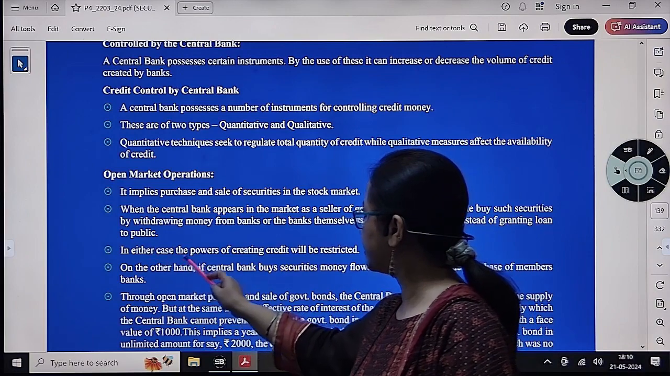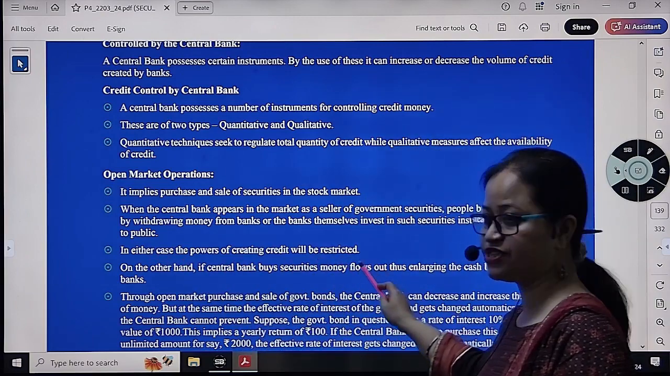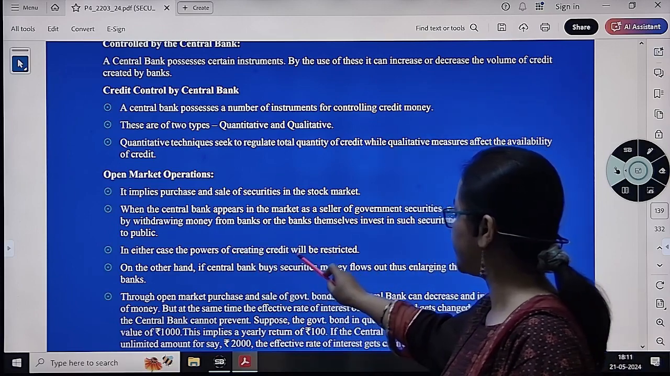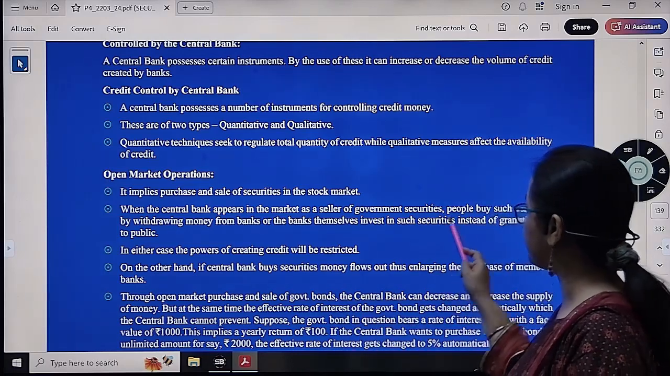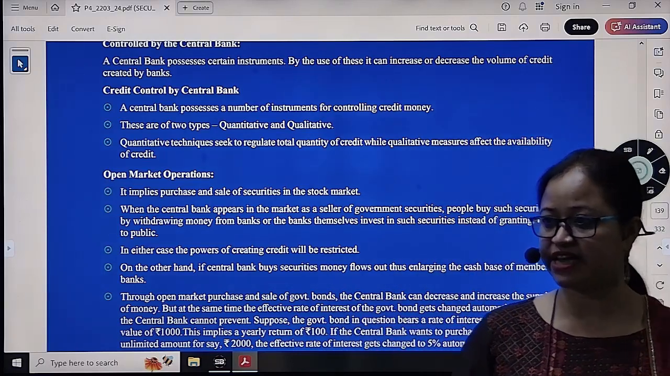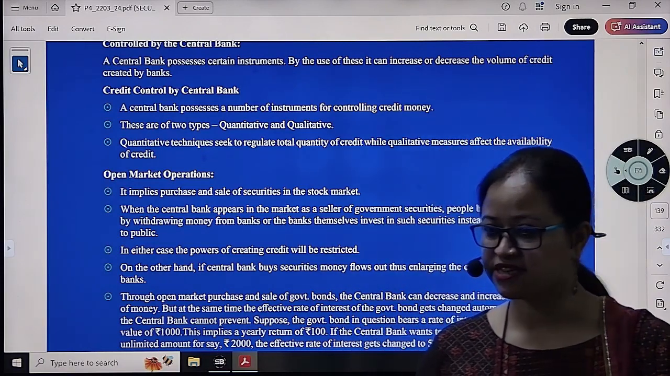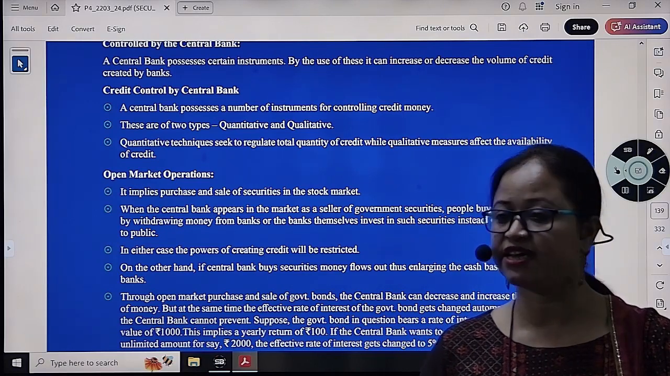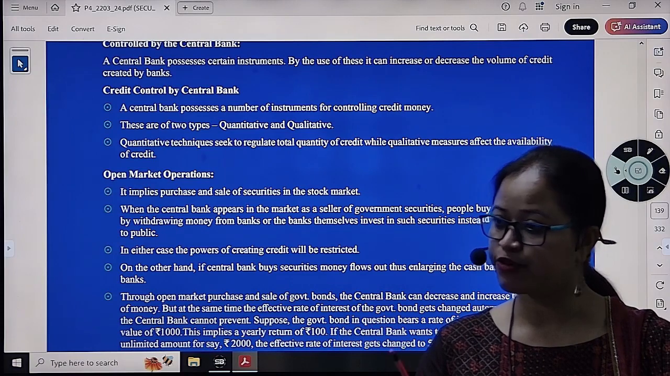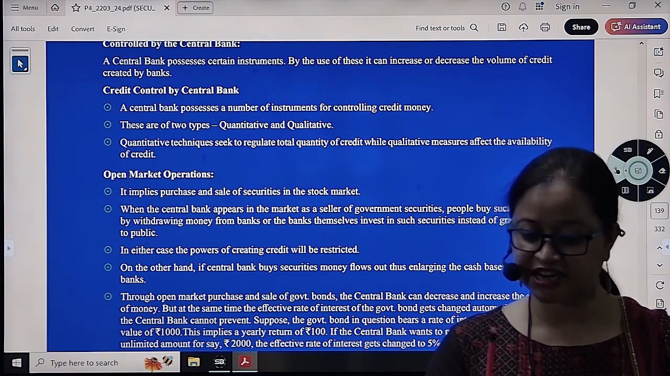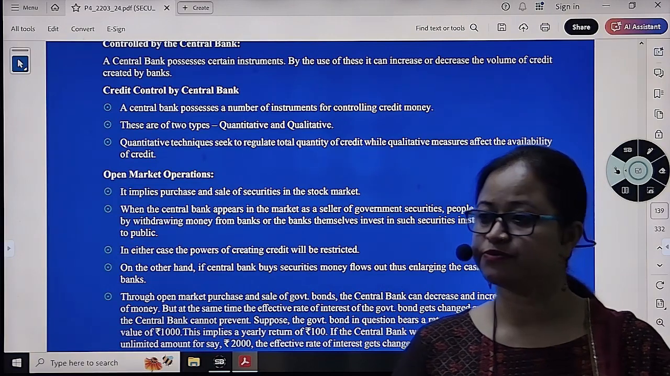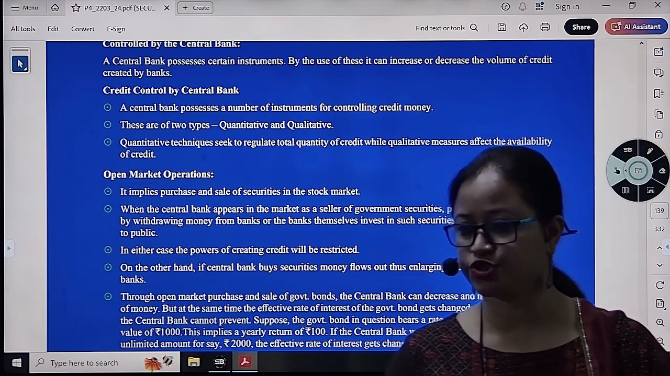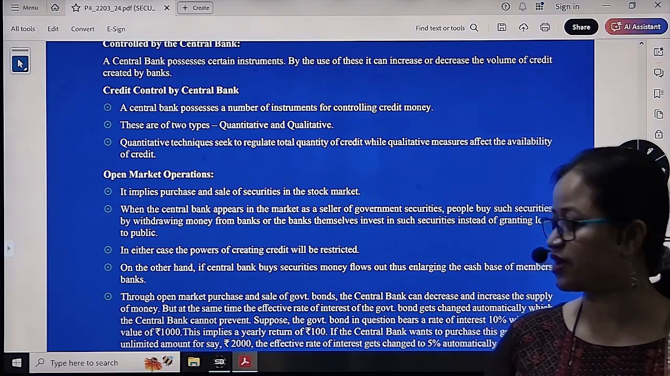Fine? Understood? So that is one point. Then in either case, the power of creating credit will be restricted. If banks themselves invest their money in buying government securities, the banks will not grant more loans to the public. So automatically what will happen? Automatically credit will be controlled, because banks themselves are using their funds to buy the government securities instead of giving or granting loans to the public. Getting it? Understood?